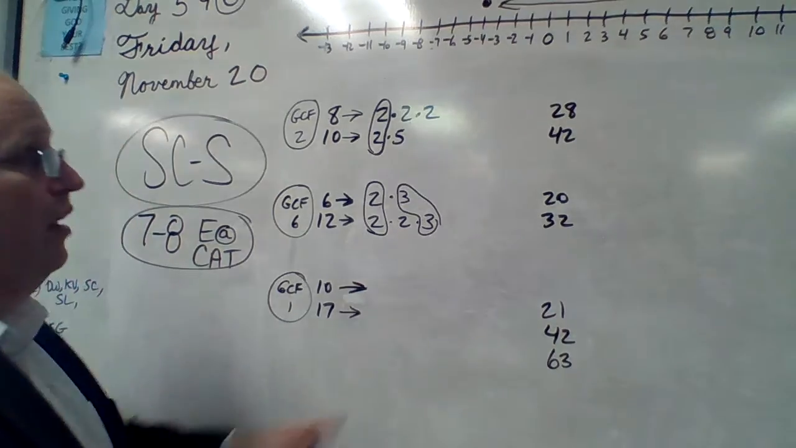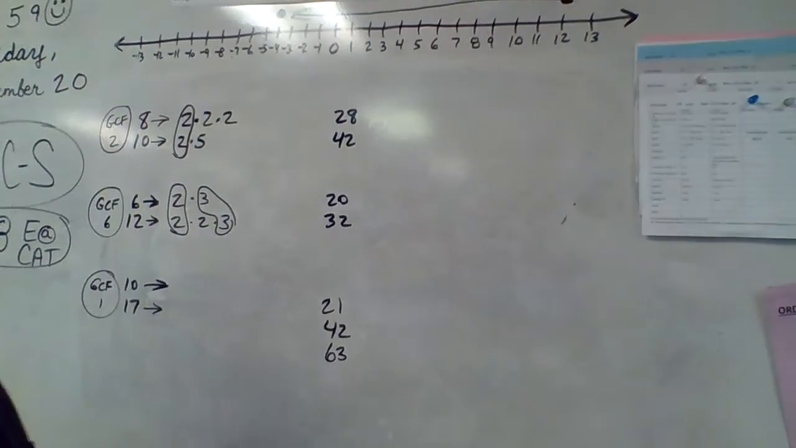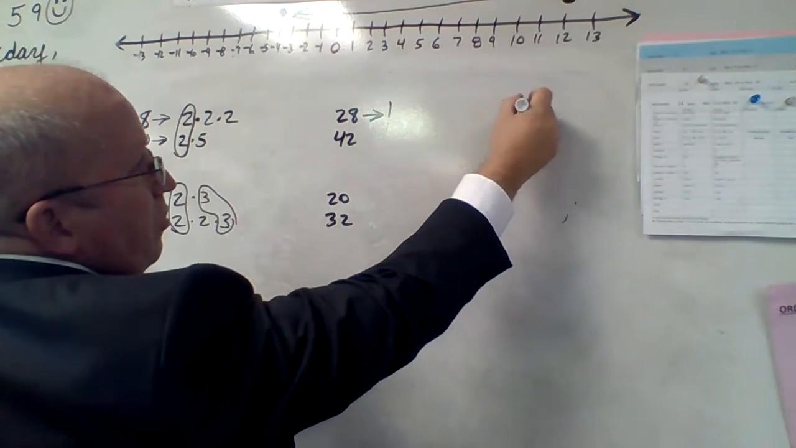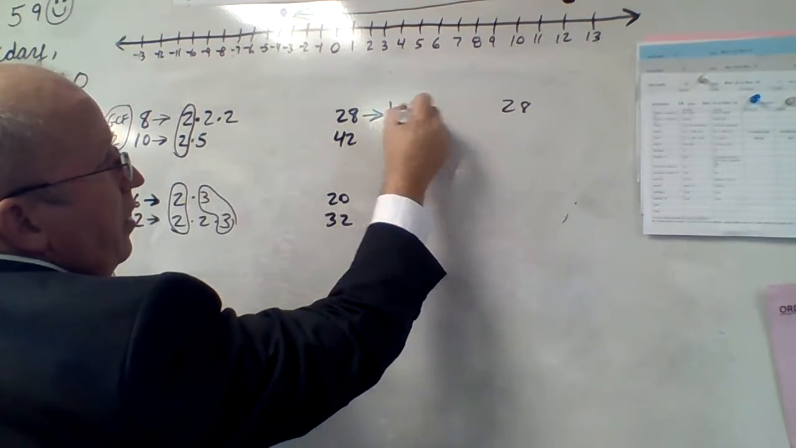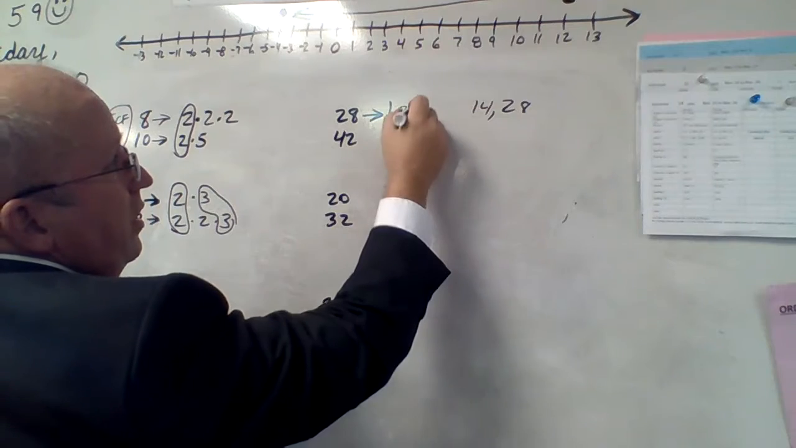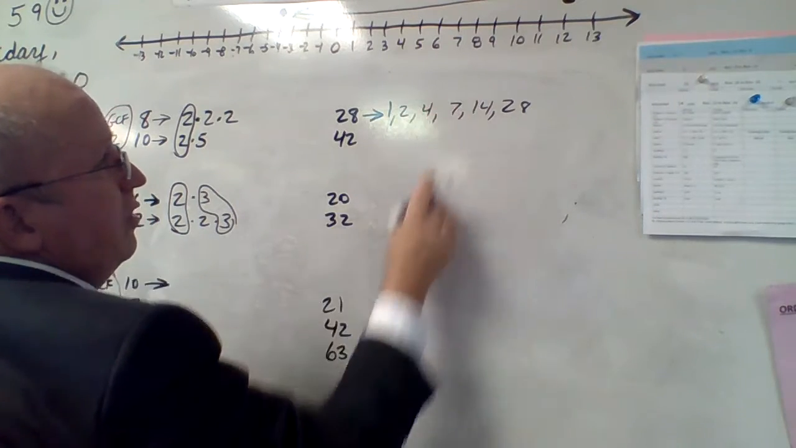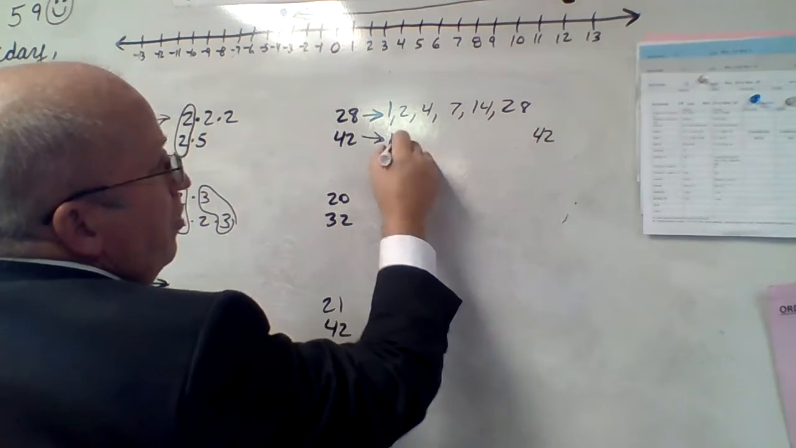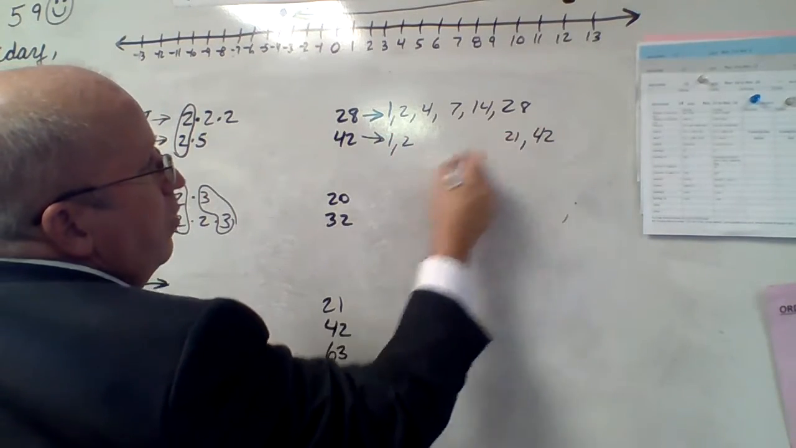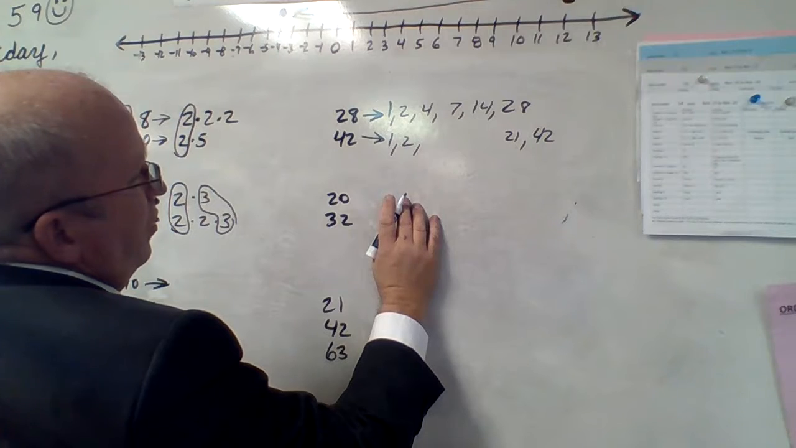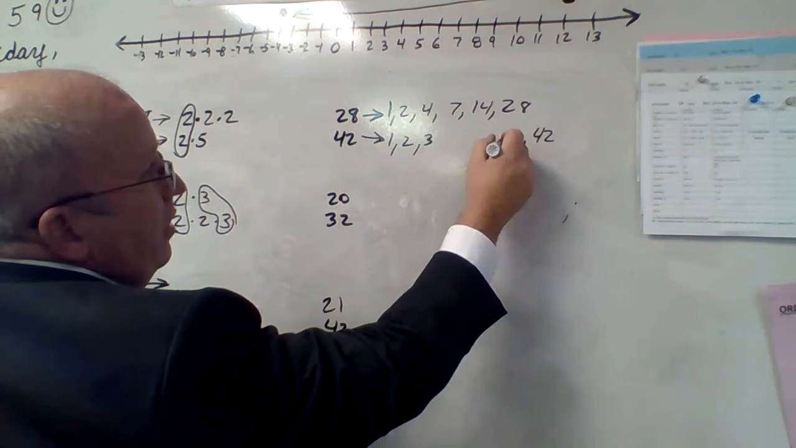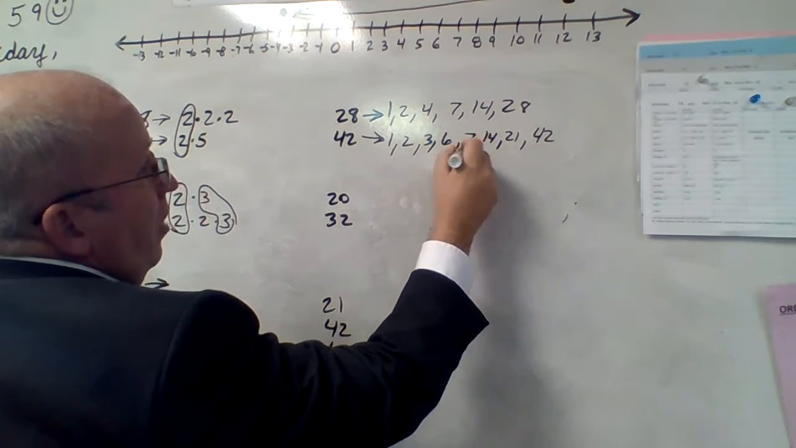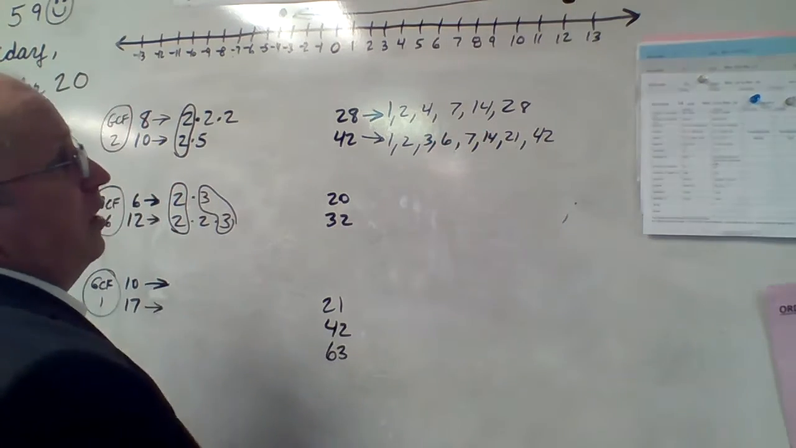So let's move on to this one up here, 28 and 42. Now it's going to get a little bit more difficult to list all the factors. 1 times 28, I know there's 2 times 14, I know there's 4 times 7. How about the number 42? 1 times 42. How about 2 times 21? Does 3 go into 42? Yes, it does. 3 times 14. I know that's 6 times 7. There's a lot of factors for this particular number.